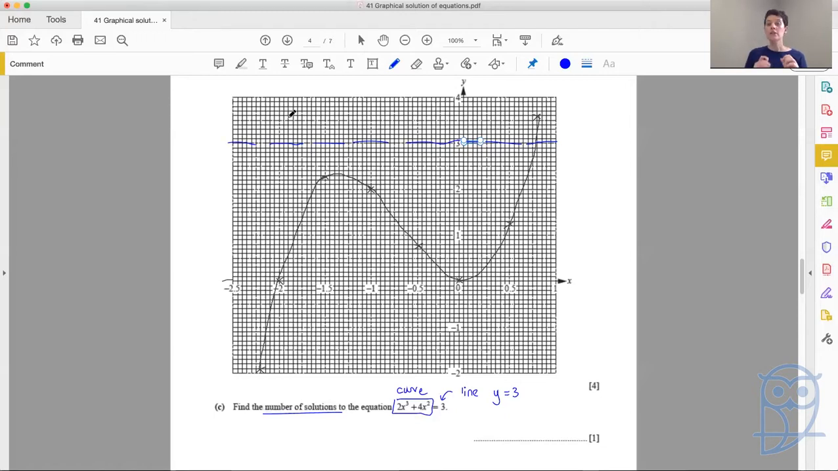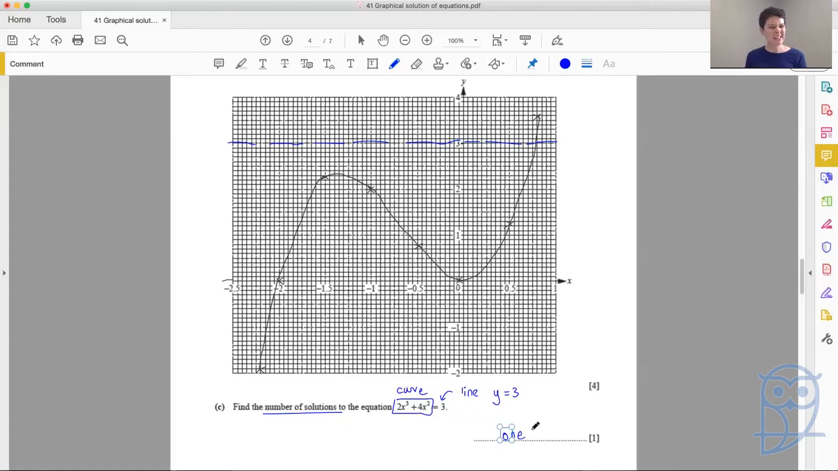Now they asked us just for the number of solutions, not the value of the solution. So we're just looking for the number of times that our line hits our curve. How many times do they intersect? And we can see it is just the one. So the number of solutions to that equation is 1.